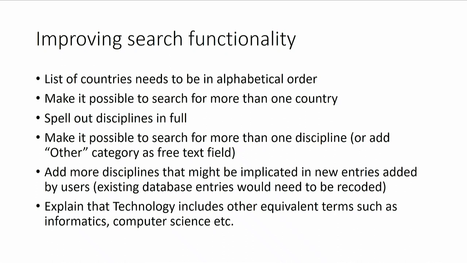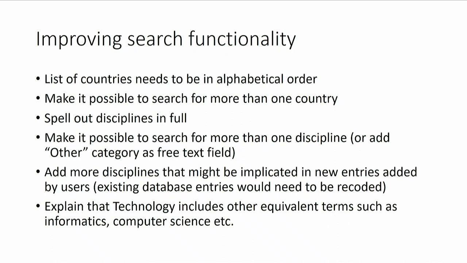Another search category, you can search by discipline. But because everything has just been transferred from the spreadsheet to the database, including the column headings, it just says M, mathematics, S, science. So those need to be spelled out in full in the drop-down menu when you're searching. And again, it would be nice if it was possible to search for combinations of those things rather than one category at a time.